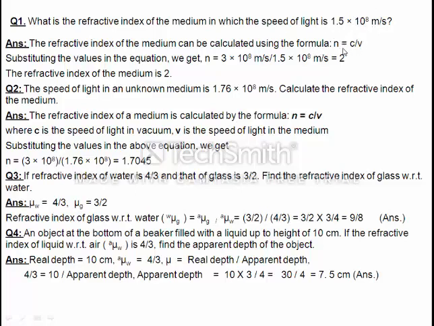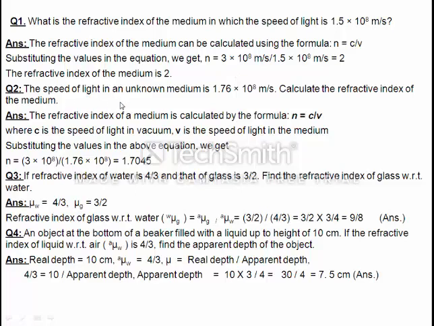So we know the formula we have seen just now, n is equal to C upon V. What is the value of C? It is fixed, 3 into 10 to power 8 meter per second, upon the value of V, which is given as 1.5 into 10 to power 8 meter per second. So it will be 2. So the refractive index of the medium will be 2.